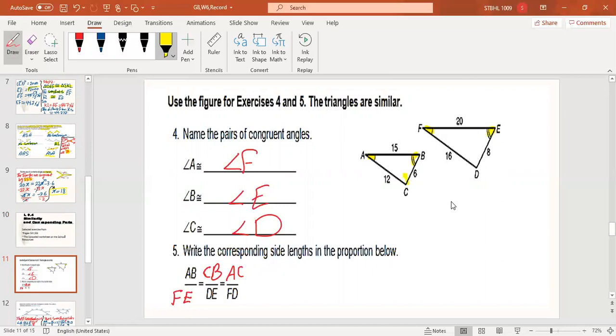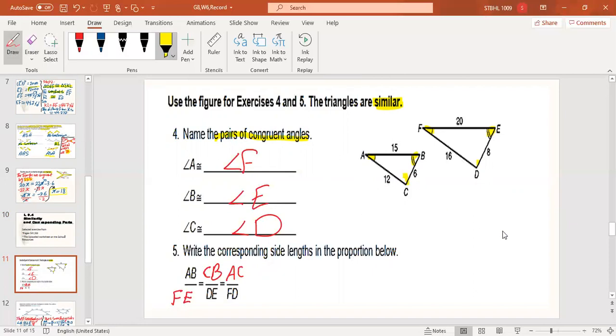Question number 1, use the figure for exercises 4 and 5. The triangles are similar. Similar triangles have congruent angles and proportional sides. They have the same shape but different sizes. Name the pairs of congruent angles. I already highlighted. It's very clear that angle A is congruent to angle F because they have one arc for both. Angle B is congruent to angle E. Both have 2 arcs. And angle C is congruent to angle D.